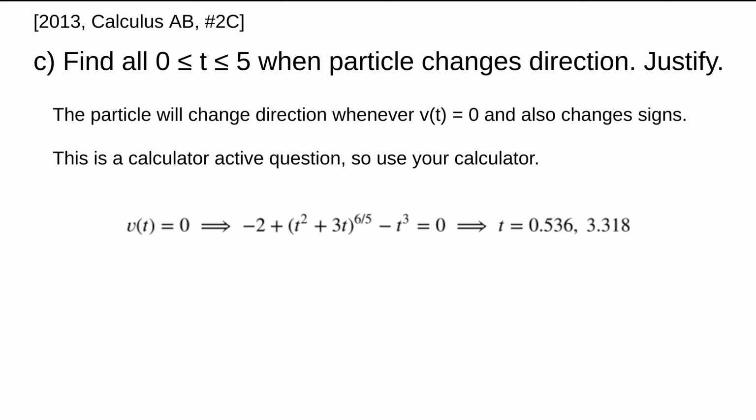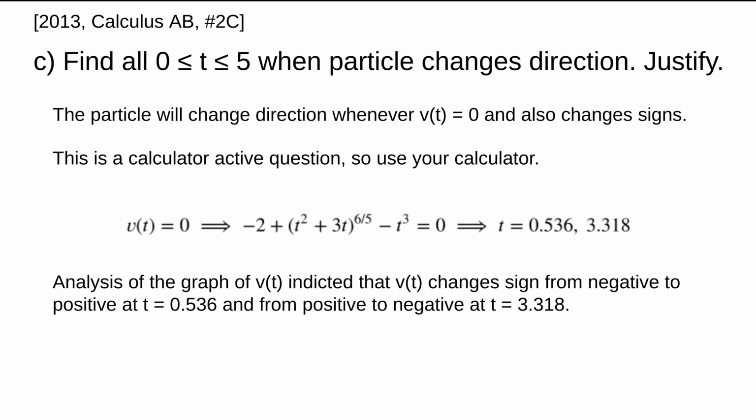Now we have to analyze to see whether or not they change direction. If you look at the graph of v of t, which, it's a calculator question, you should graph it, v of t does change sign from negative to positive at t equals 0.536. And it changes sign from positive to negative at t equals 3.318. So the particle is changing direction at both of those times.